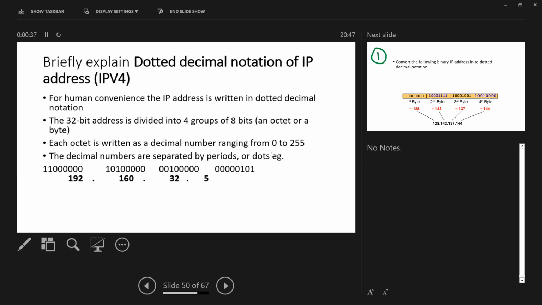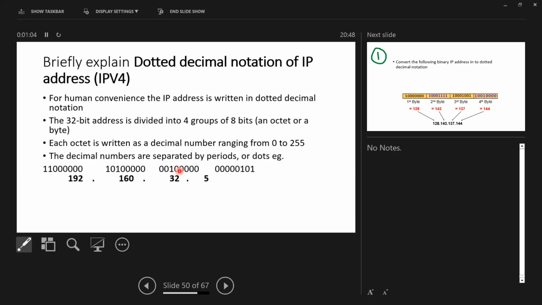So there are 32 bits. Each 32 bits is grouped into 4 groups. So 4 groups contain 8 bits each, and with a dot, they are separated. So here we have 8 bits for one group, then group 2, 3, 4. Altogether, 4 groups of 8 bits are there.